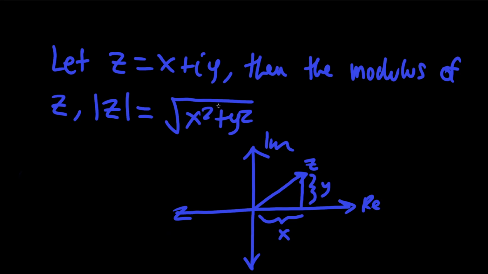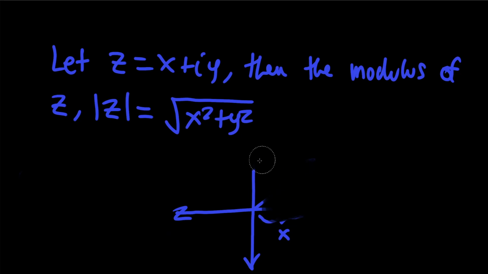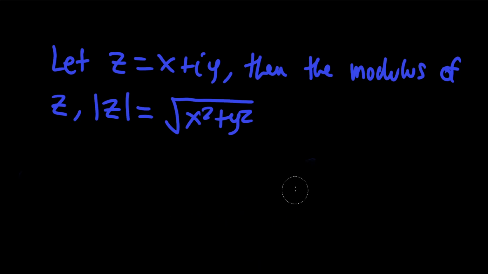So this is why the Pythagorean theorem is showing up, because we're calculating the length of this vector here, or the distance from z to the origin, by creating a right triangle that corresponds to the real and imaginary parts of z. So that is why we find the Pythagorean theorem in the definition of the modulus, and that is how you find the modulus of a complex number.